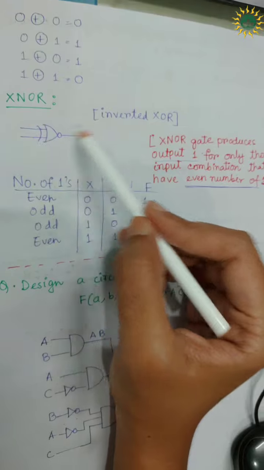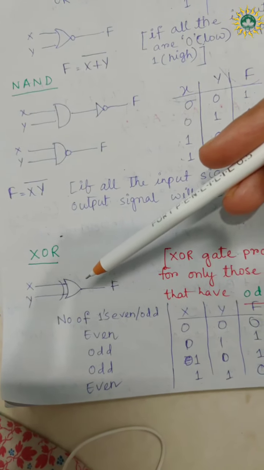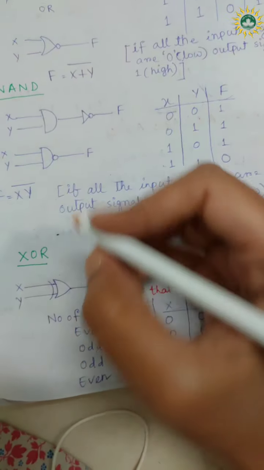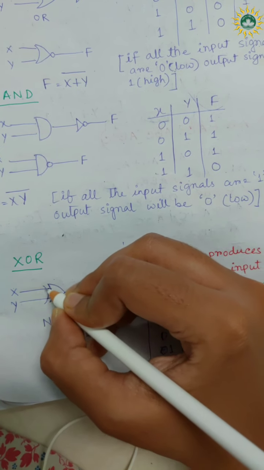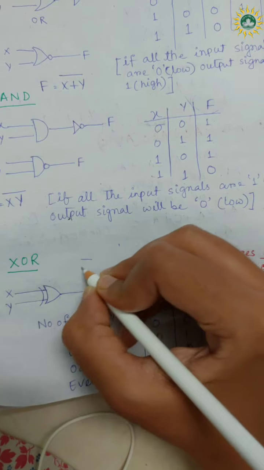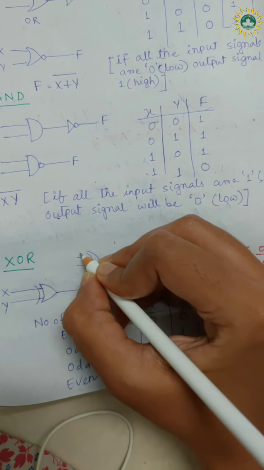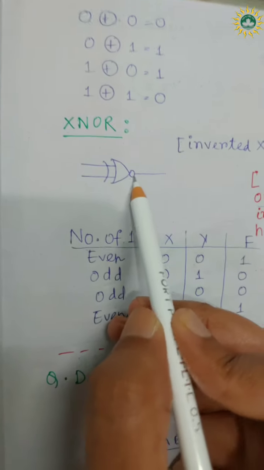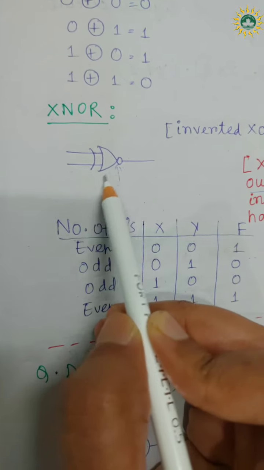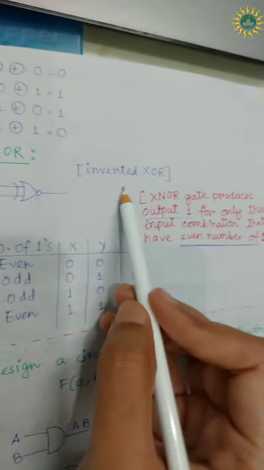Now XNOR is inverted XOR. We have XOR here, it looks like this, it's just an OR with this sign put before it. You will just draw an OR gate and put this sign before the OR. And for XNOR you will put another NOT gate in front of the XOR gate. It's just an inverted XOR gate.